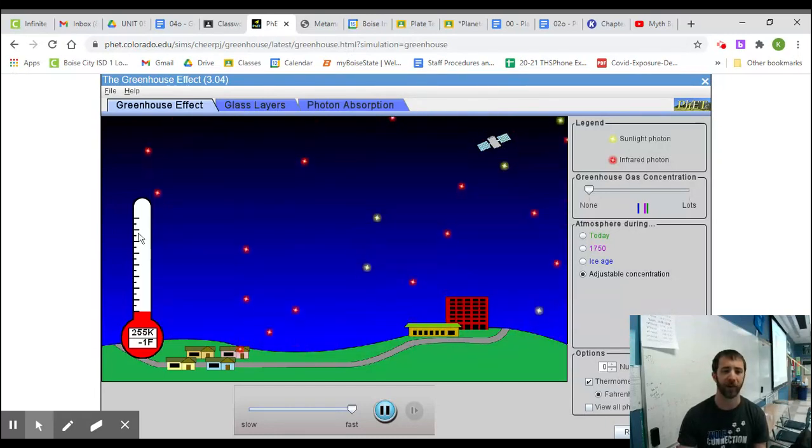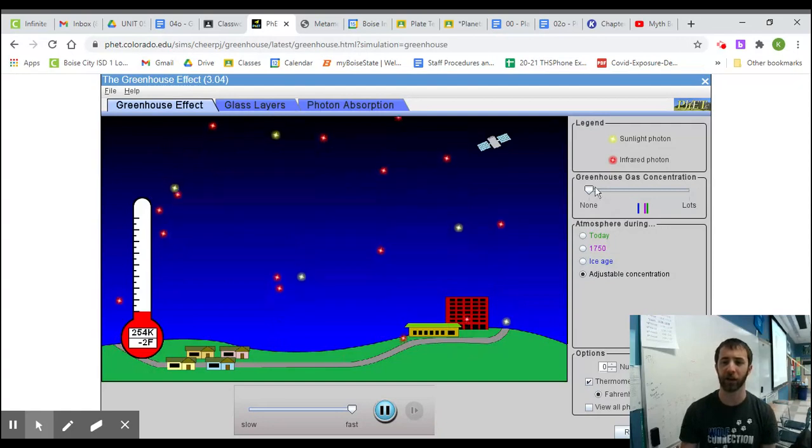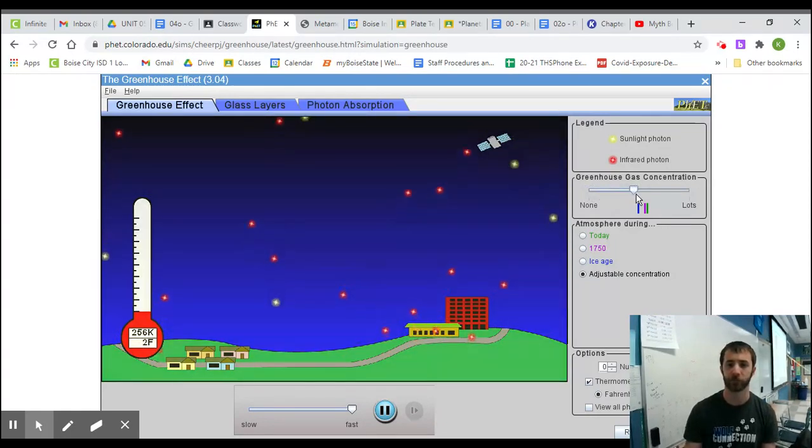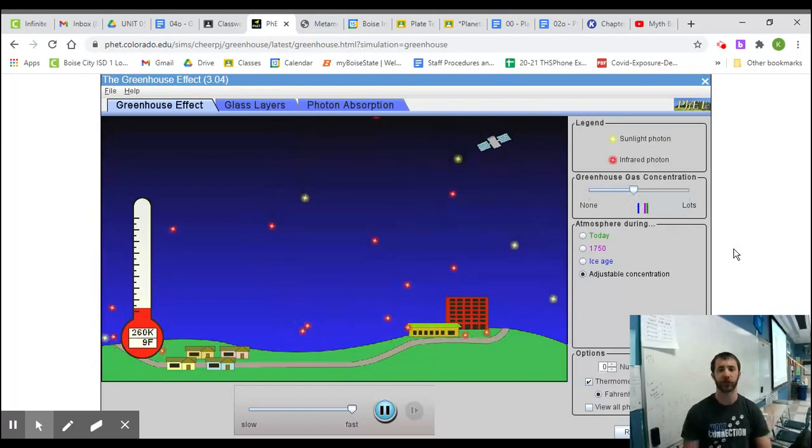Further, you can see on the left side a thermometer. This will be helpful for some of your questions. That's with no greenhouse gases. Now let me go about halfway up our slider here. What behaviors change?